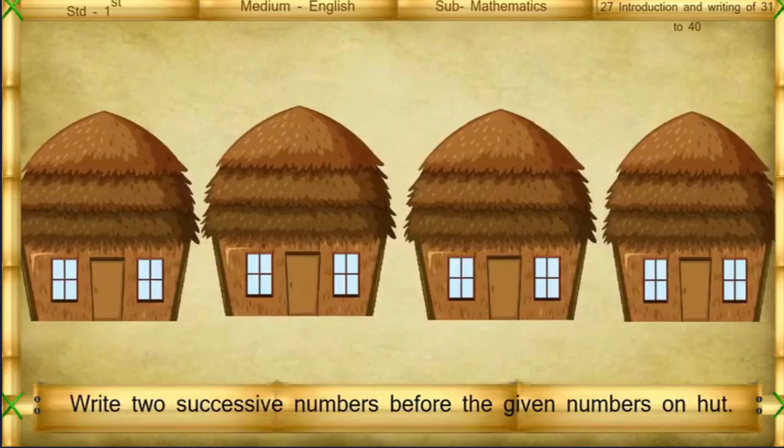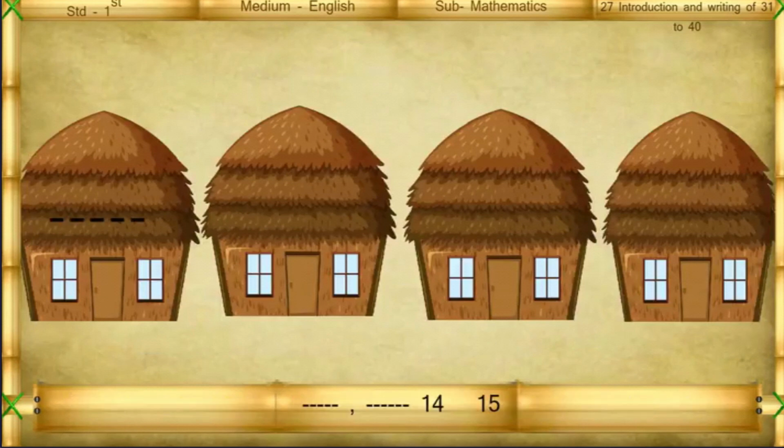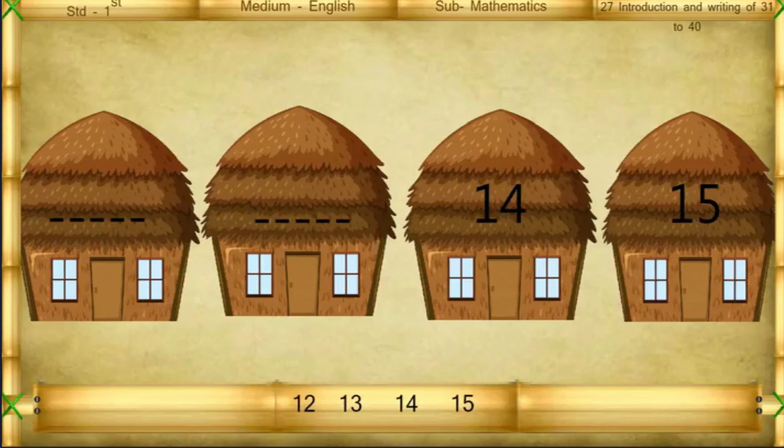Write the two successive numbers before the given numbers on the hut. Dash, dash, 14, 15. 12, 13, 14, 15.